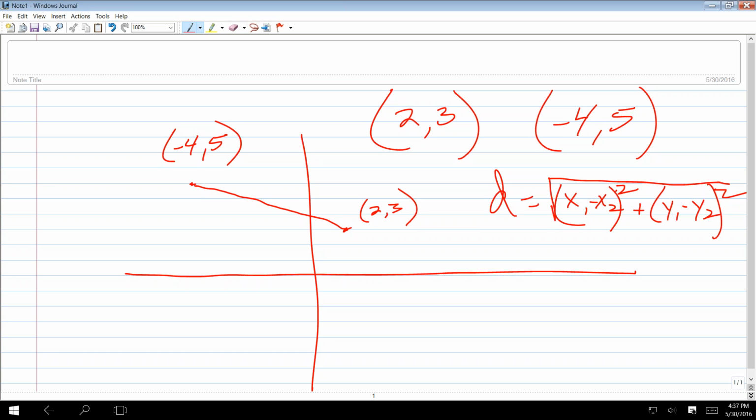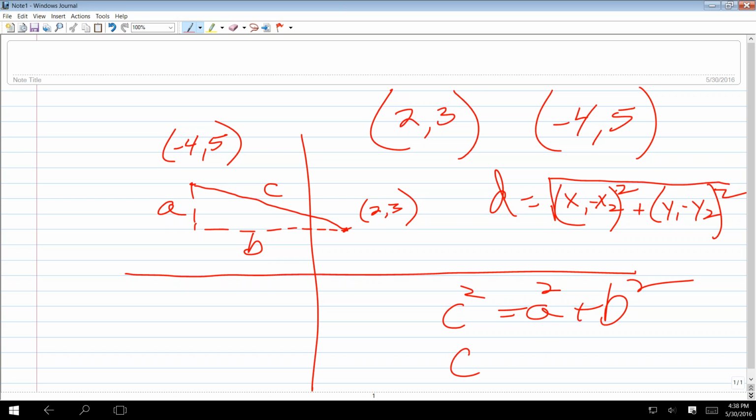Now, let me help you memorize this. That's a mouthful to memorize. A lot of people have trouble memorizing that whole thing. But notice that the distance is always the hypotenuse of the triangle that you would create. Right. And by the Pythagorean theorem, if that's C, A, and B, then C squared equals A squared plus B squared. It's exactly the Pythagorean theorem.